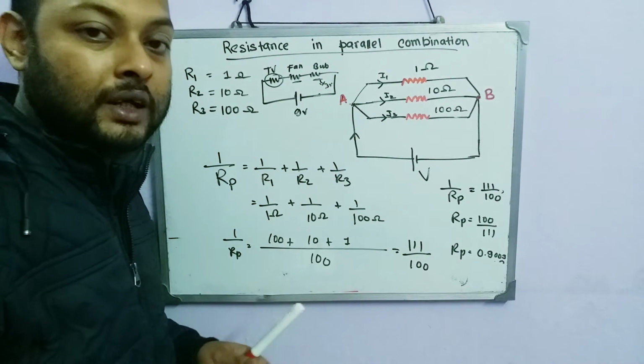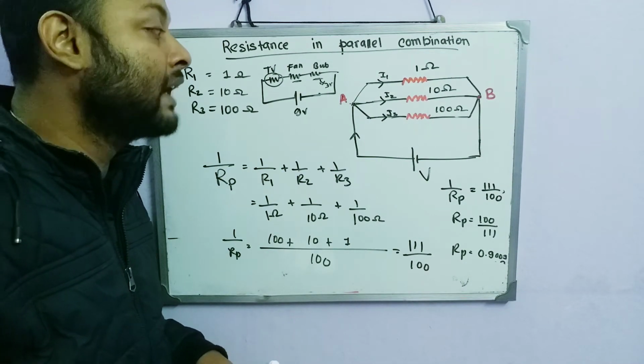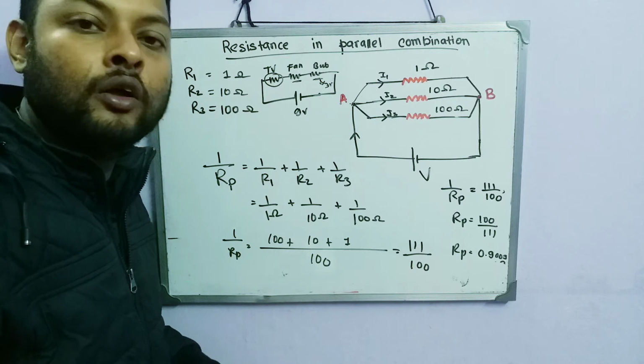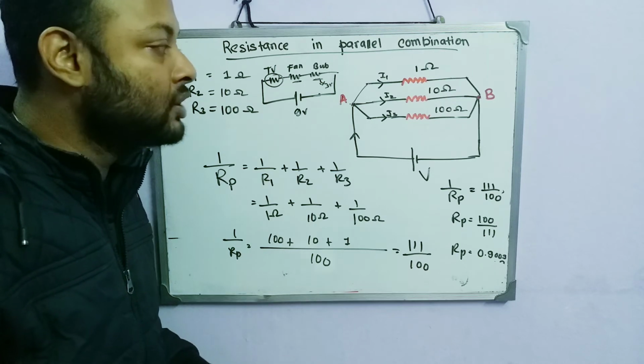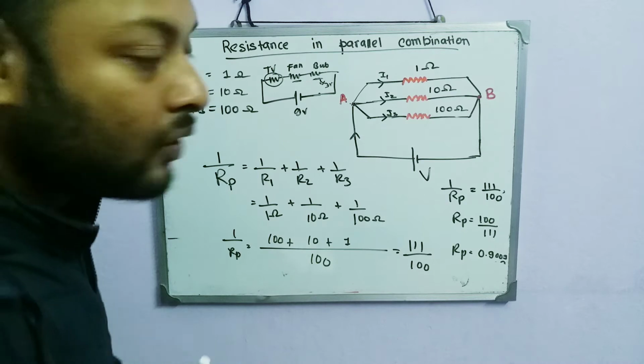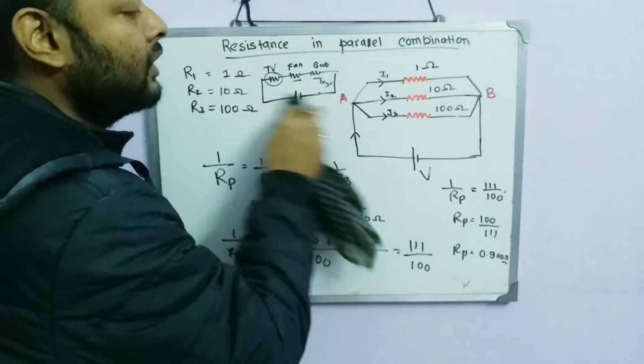So if the bulb is getting only 3 volt out of the 9 volt, the bulb will not glow, or it will glow very dimly. That is why in our house connection we prefer to do it in parallel, not in series.